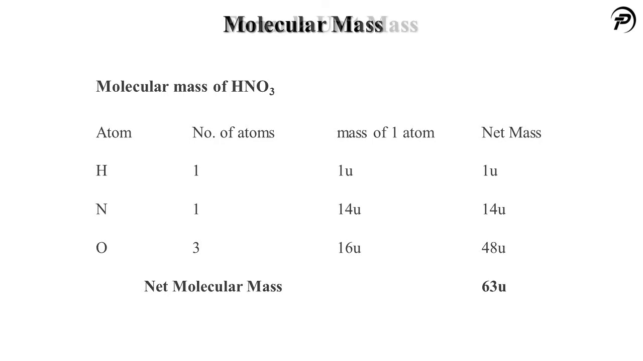Another concept is the formula unit mass of a substance. The formula unit mass of a substance is the sum of atomic masses of all the atoms in a formula unit of a compound. It is calculated in the same way as we calculate the molecular mass. The term formula unit is used to indicate that the constituent particles of the compound are ions.